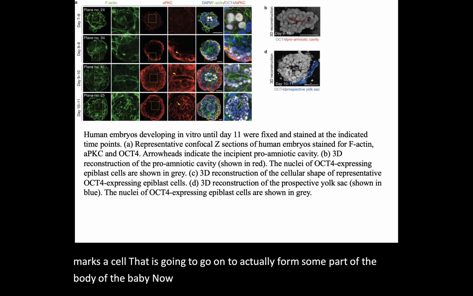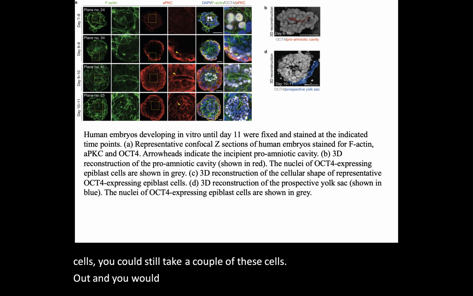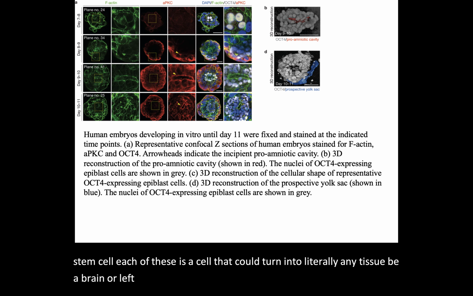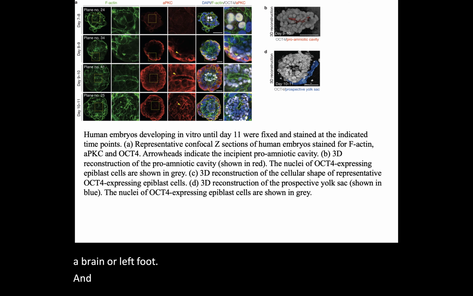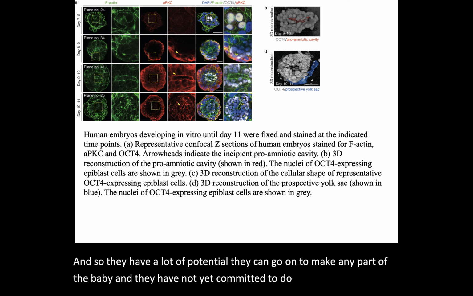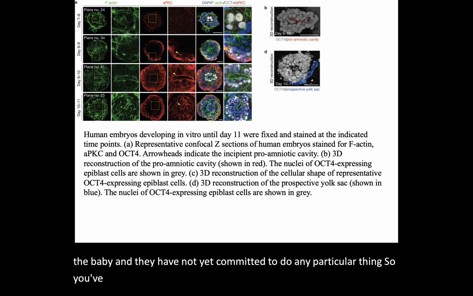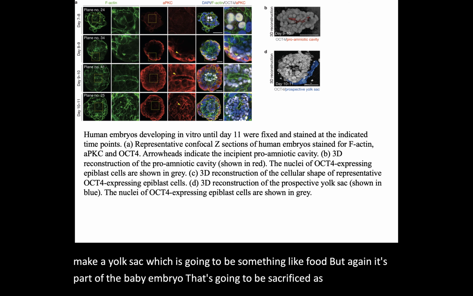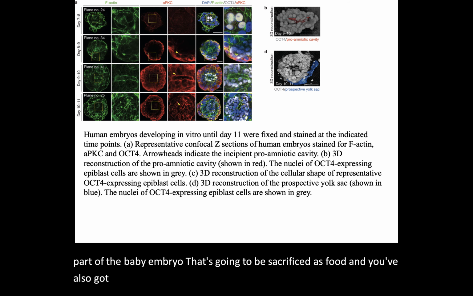Now at this stage, you can still mess around with these cells. You could still take a couple of these cells out, and you would still get a full baby, because each of these cells is a stem cell. Each of these is a cell that could turn into literally any tissue, be it brain or left foot. And so, yeah, they have a lot of potential. They can go on to make any part of the baby, and they have not yet committed to do any particular thing. And so these cells are going to organize, and they're going to make a yolk sac, which is going to be something like food. But again, it's part of the baby embryo that's going to be sacrificed as food. And you've also got the cells that are going to go and divide and actually become the baby.